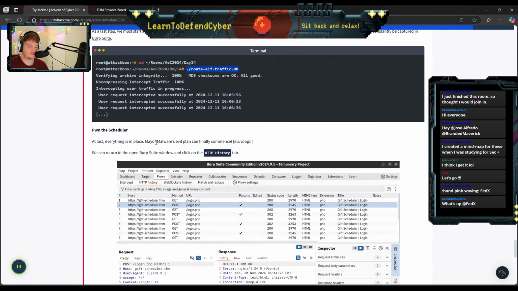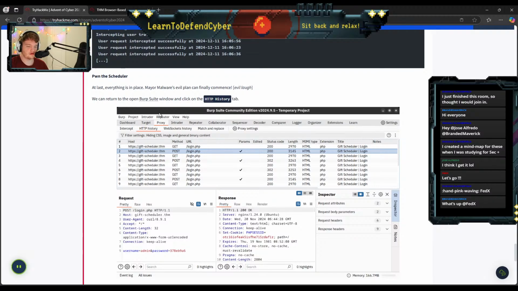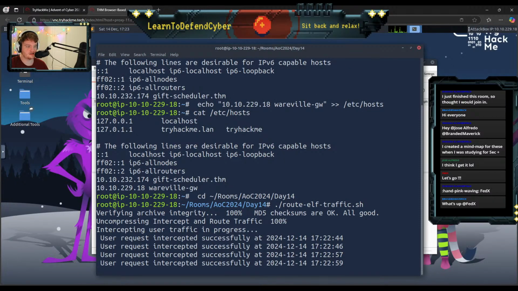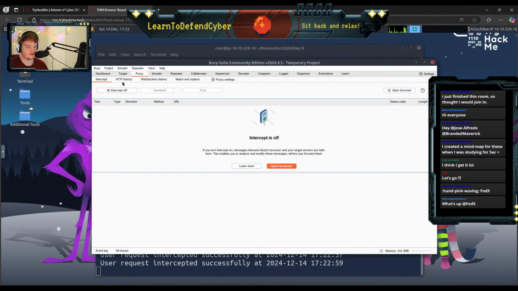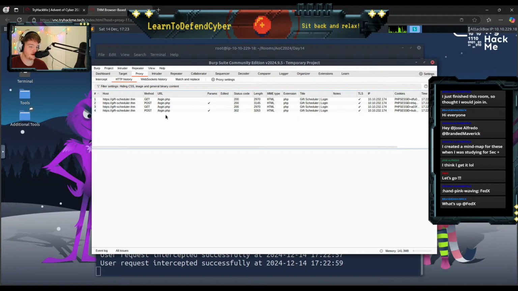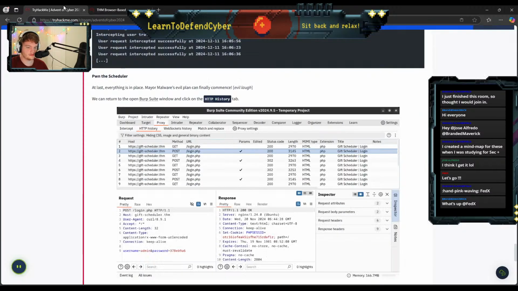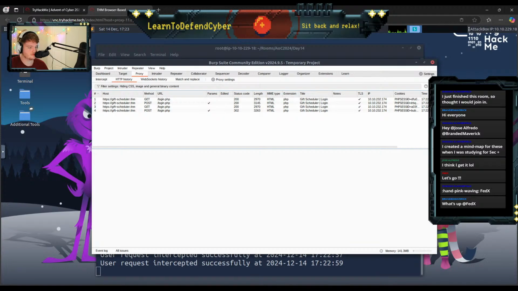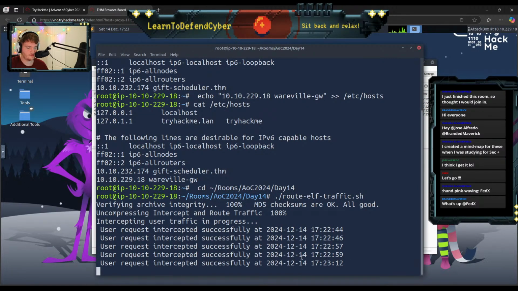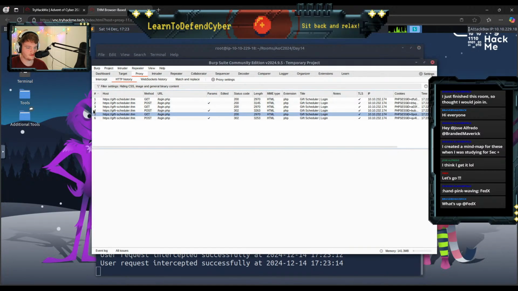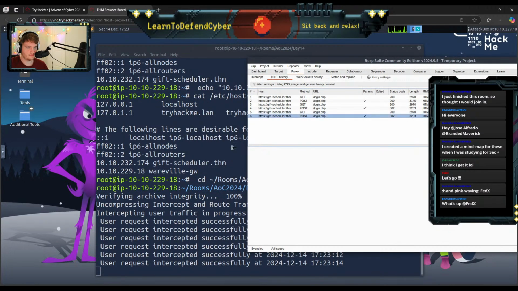At last, everything in place, malware's evil plan can finally commence. We can open Burp Suite and look at our HTTP history. We've got Burp Suite over here. We can just go over here and see packets are flowing. They should be flowing. Alright, we've got 4 requests so far. 5 requests. Yeah, we can see it's going 1 for 1. We got this one. It's lining up.